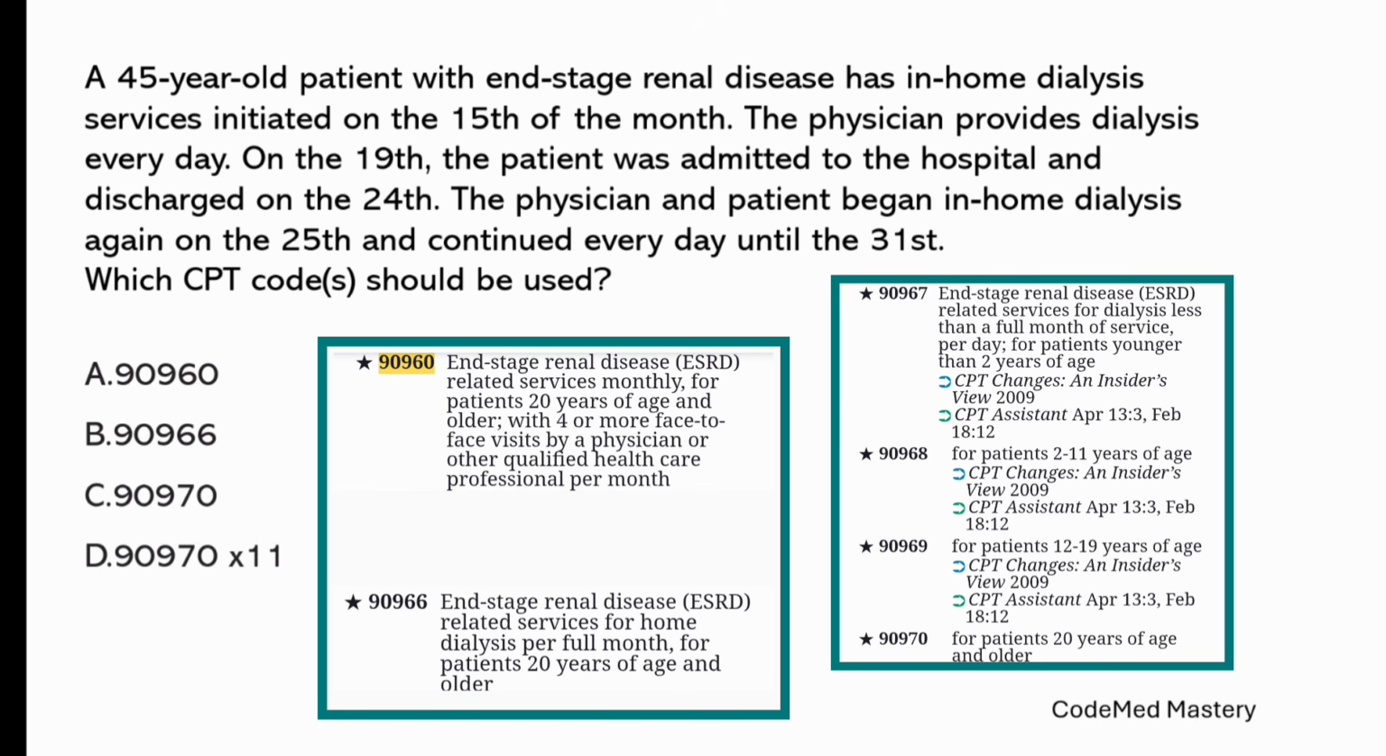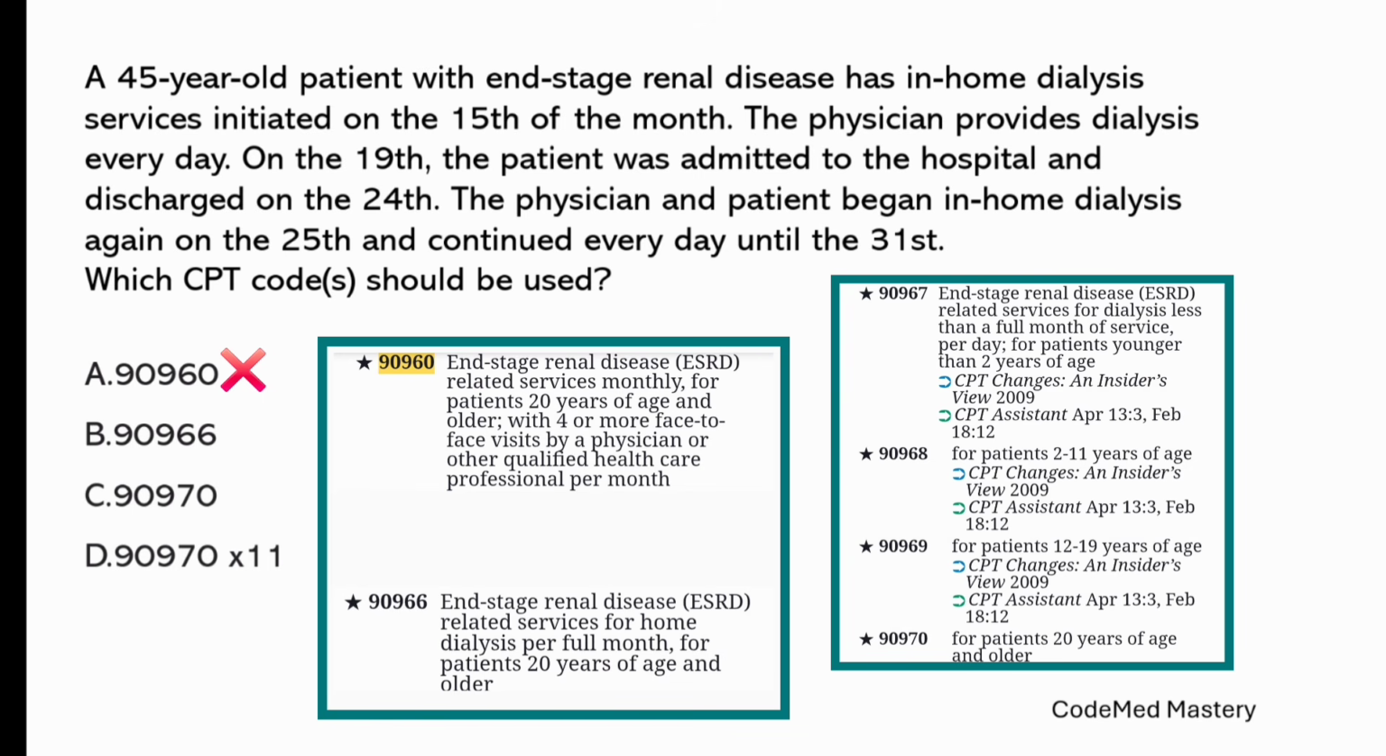We already checked the three codes 90960, 90966 and 90970. So which among these is correct? The end-stage renal disease services coding guidelines is above CPT code 90951. So this is the key to selecting the correct CPT code. Option A 90960 is used when providing these services in an outpatient setting such as physician's office. But it is not for home dialysis. In the question, home dialysis is mentioned. Therefore, we cannot code 90960, eliminate option A.